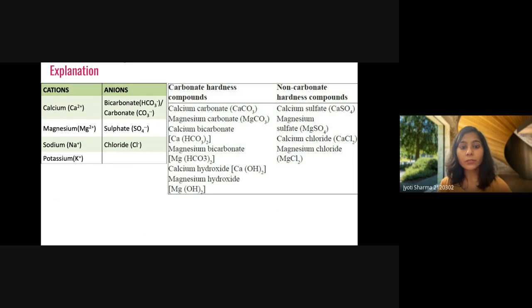Here you can also see that if we have carbonate hardness, then the compounds will be calcium carbonate, magnesium bicarbonate, calcium hydroxide, magnesium hydroxide. And whenever we are talking about non-carbonate hardness, this will change. This will be sulfate, then chloride. So I think the difference is very clear between carbonated hardness and non-carbonated hardness.